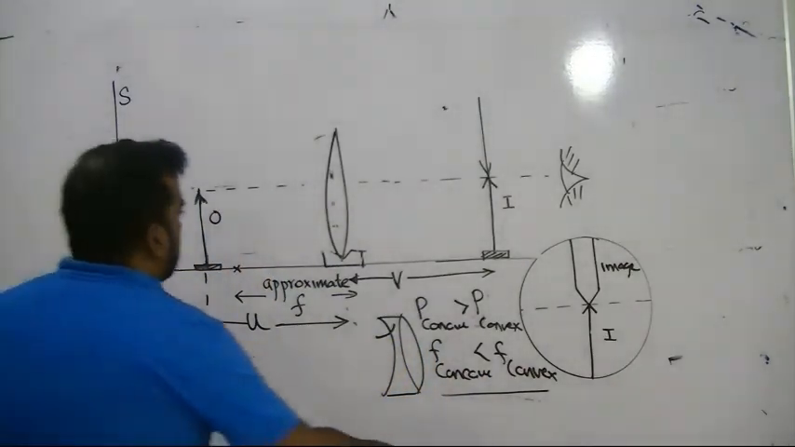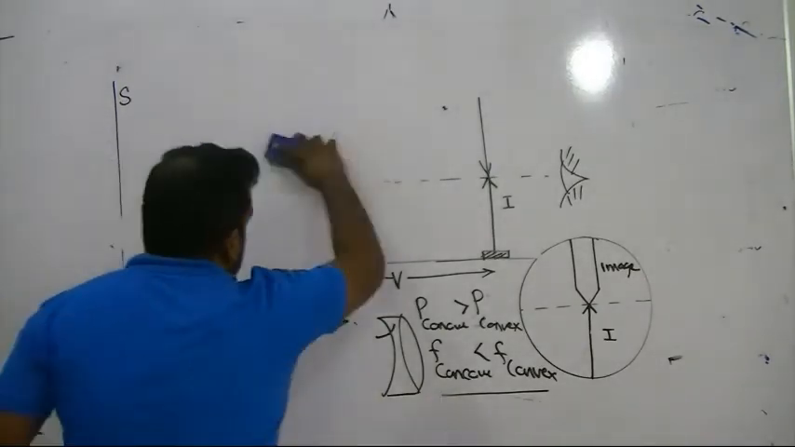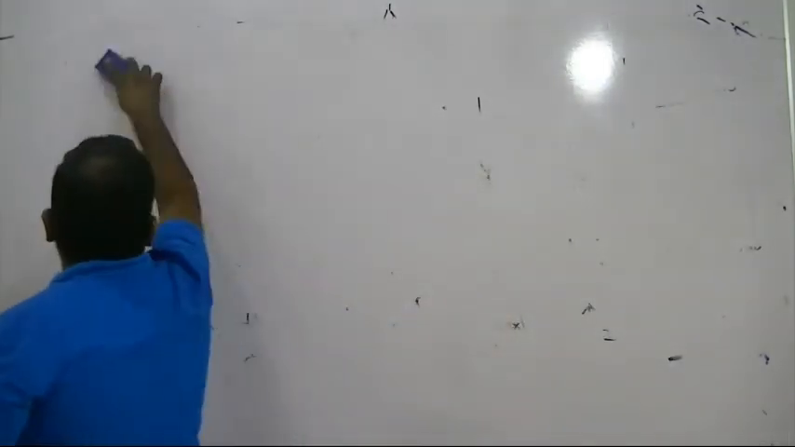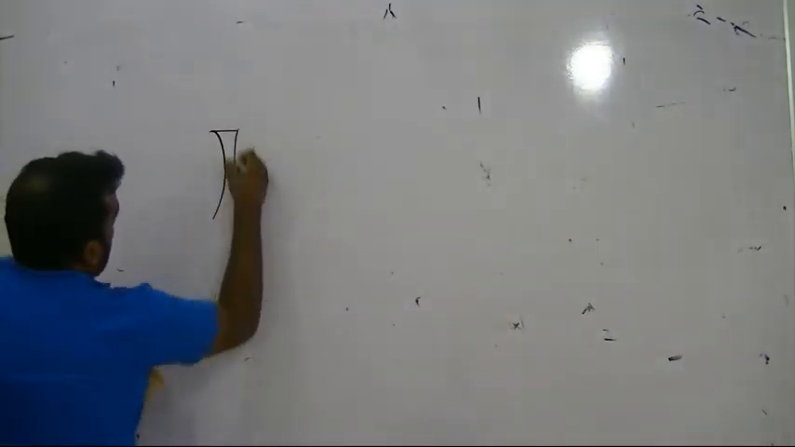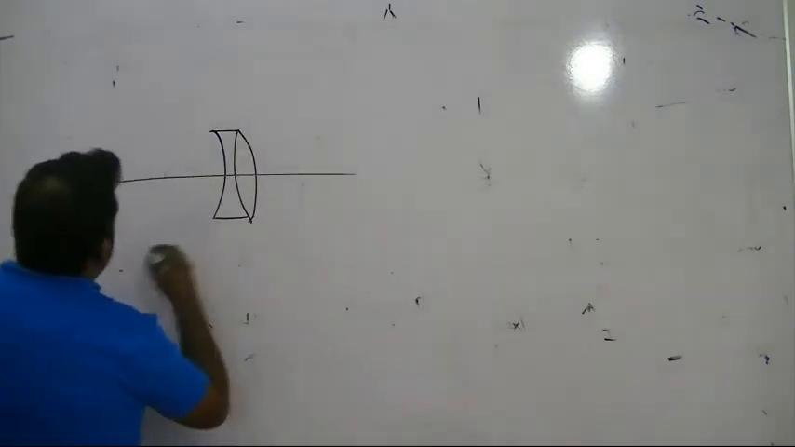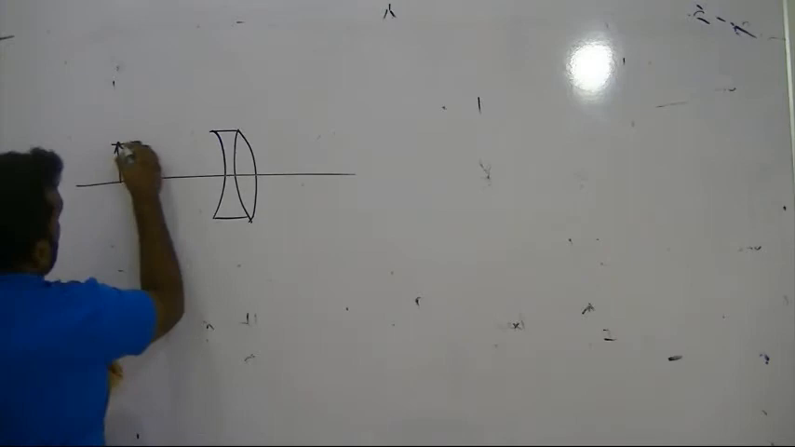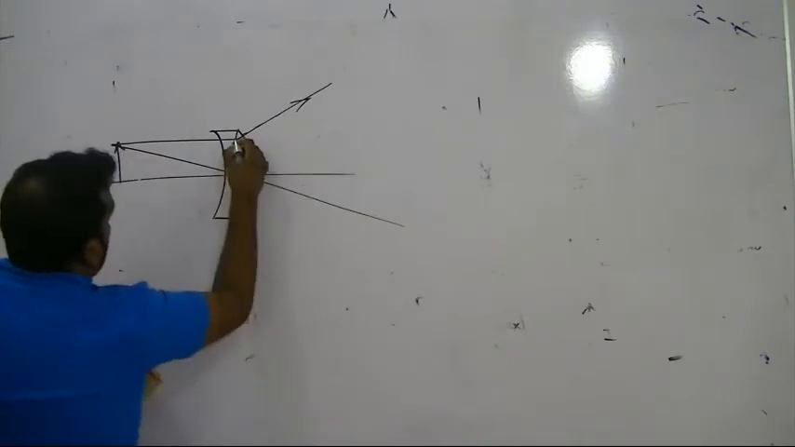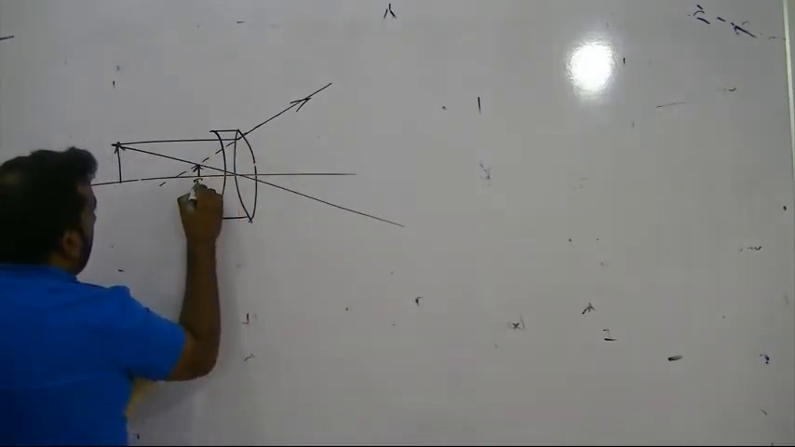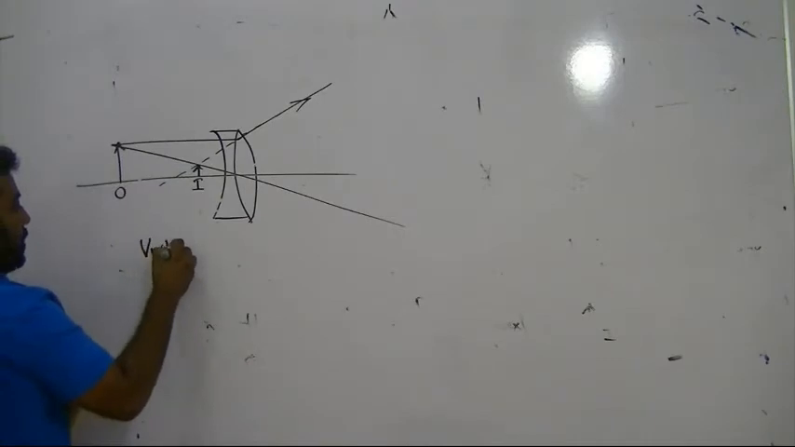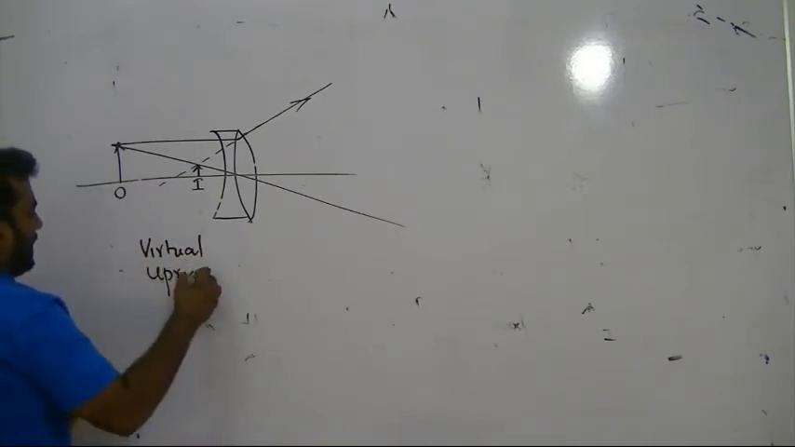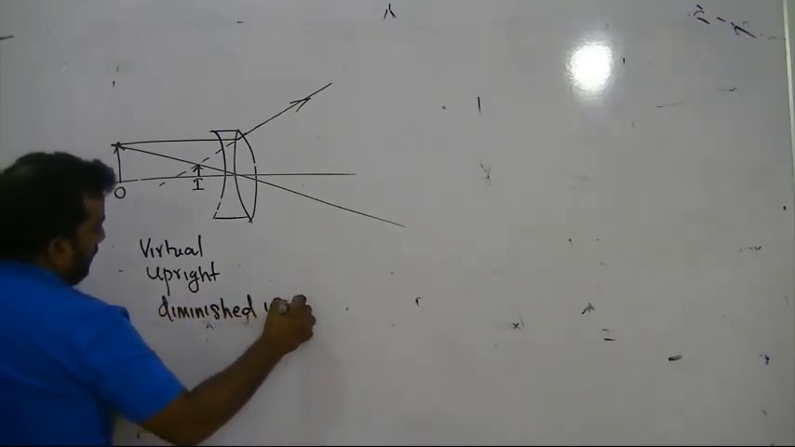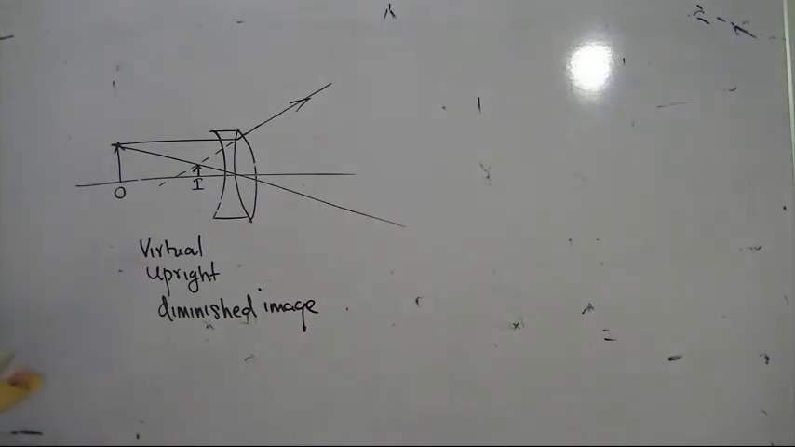Draw a ray diagram to illustrate the situation. So concave lens means the object is kept here. Light rays will come and diverge, giving a virtual, upright, diminished image. Virtual, upright, diminished image. Okay.